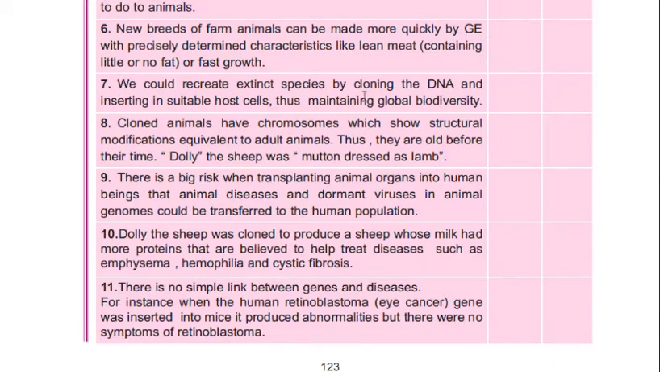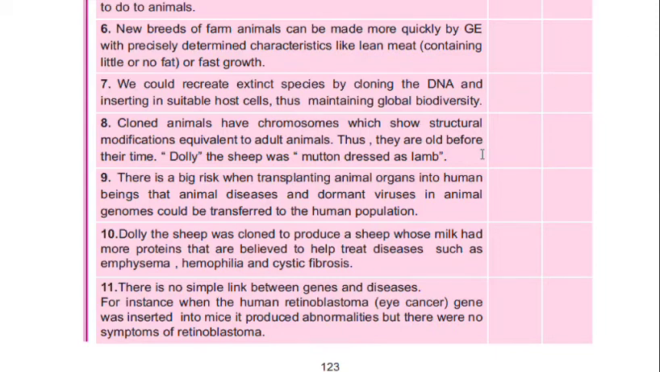In 7, we could recreate extinct species by cloning the DNA and inserting it in suitable host cells, thus maintaining global diversity. If we recreate some extinct species, using genetic engineering, we can maintain global biodiversity, diversity in the environment and nature. And that is something positive. That is an advantage. So it is 4.